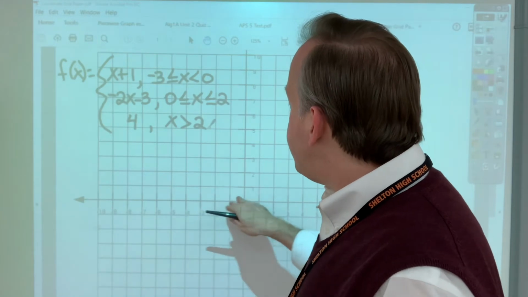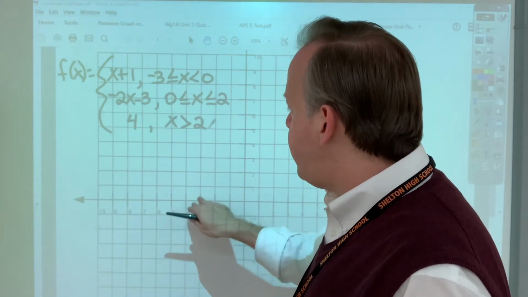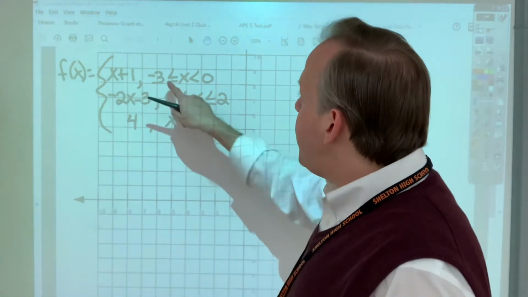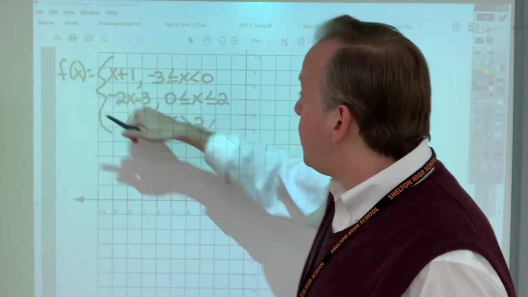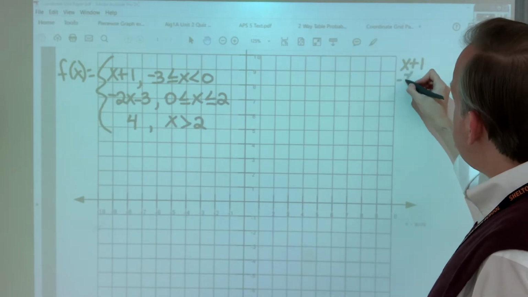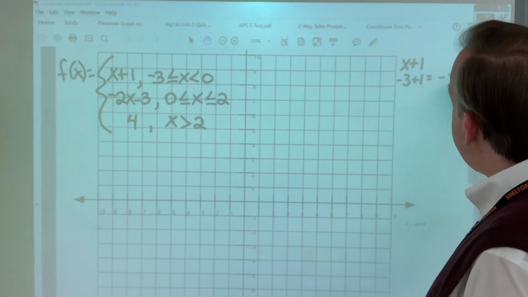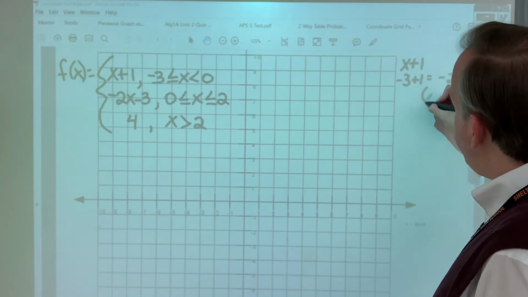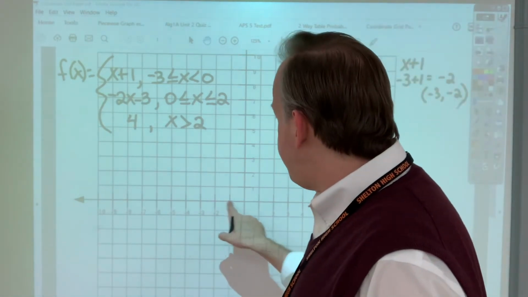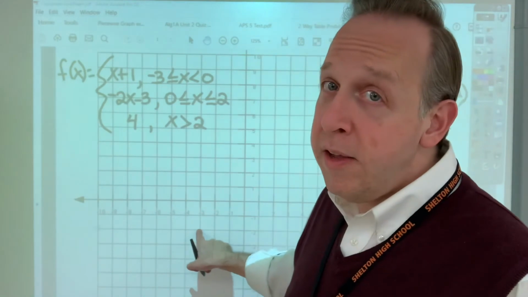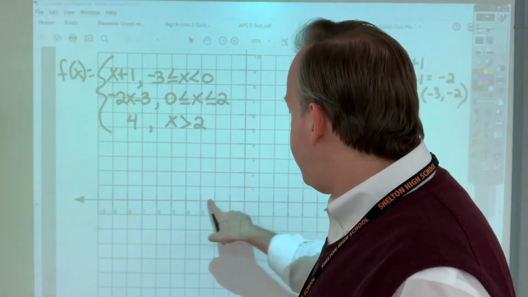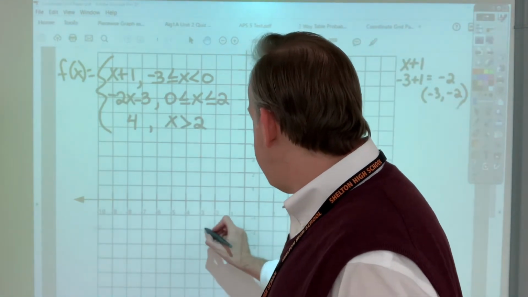So the question is, what are the outputs at -3 and at 0? I have to know where that segment goes. At -3, I'm going to take the actual equation, which is x plus 1, and plug in -3. So -3 plus 1 is -2, which means when the input is -3, the output is -2. So at -3, -2, I'm going to put a dot. Because the domain says it could equal there, it's a closed dot. So -3, -2 gets a closed dot.